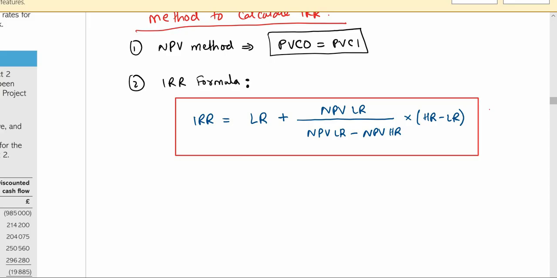I am just assuming hypothetical values to calculate the IRR. For example, this is the question.